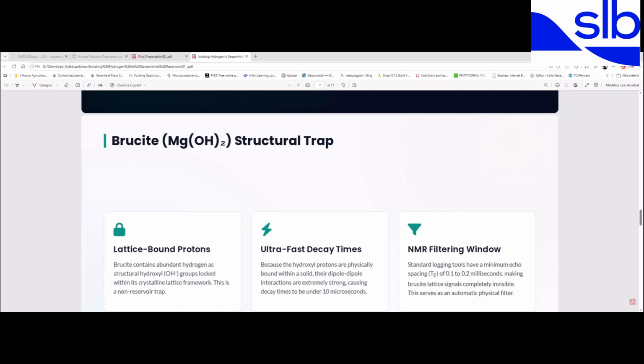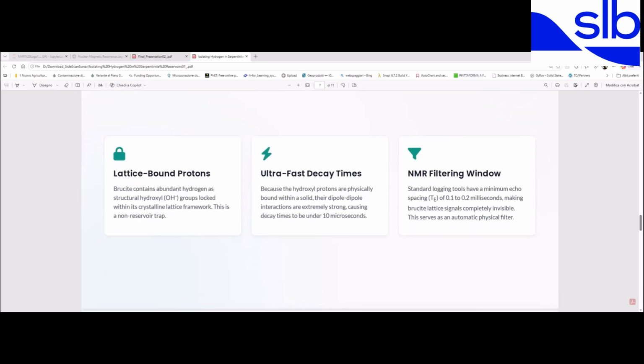So that means this hydrogen is free to evolve without the traps, to dissolve naturally and with natural porosity in the upper terrain. Ultra fast decay times. Because the hydroxyl protons are physically bound with a solid, their dipole interaction is extremely strong, causing decay time under 10 microseconds.